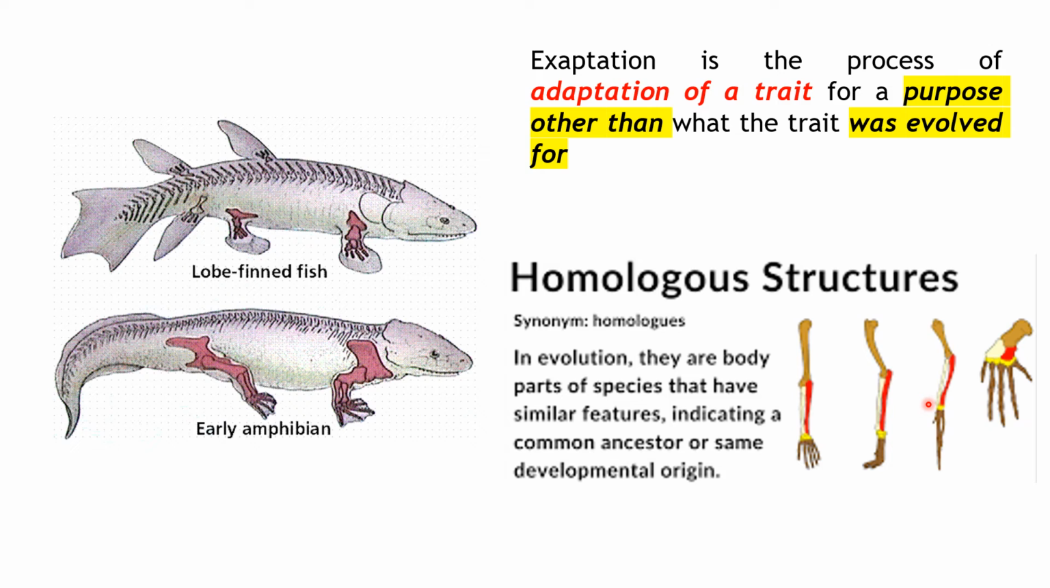So it was used for one purpose. They have a common ancestor, but then it changed to adapt better to the environment. So it's not the same concept, but they are related. Okay, so exaptation and homologous structures are concepts that can be related. On the other hand, exaptation and convergent evolution are not as related. So let me show you.